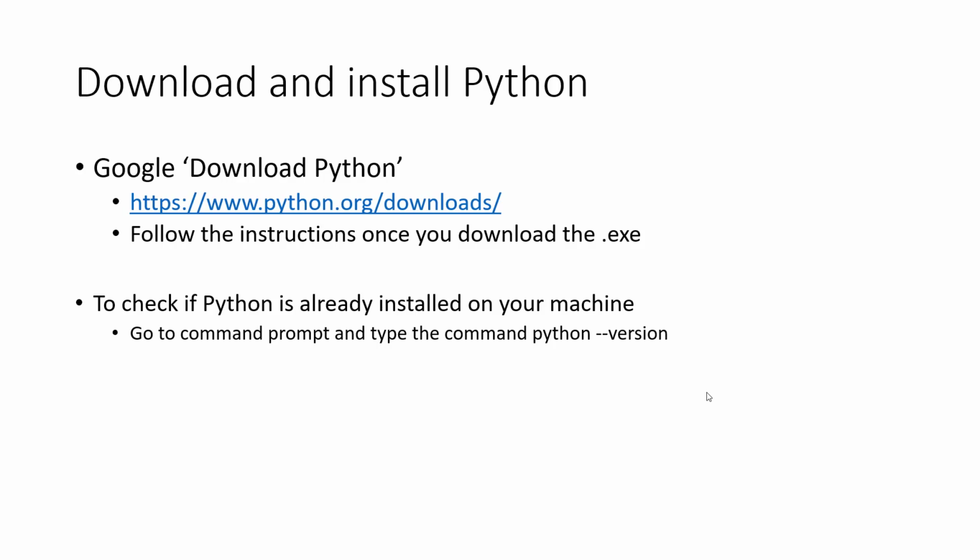In this video, we will learn how to download and install Python and execute our first Python program using the Python command line interface. To download Python, go to Google and type download Python, or go to www.python.org/downloads and follow the instructions once you download the exe file.